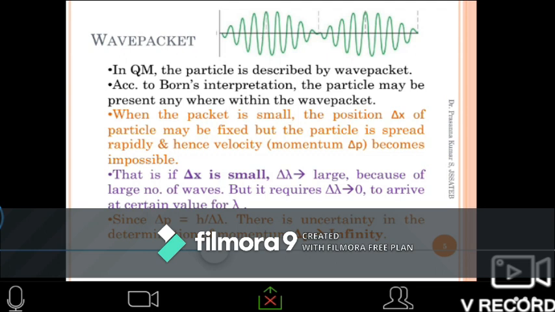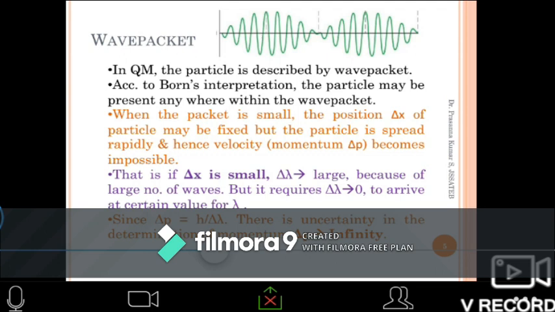But there is a problem in determining its momentum because lambda cannot be easily measured. I mean, it is in the denominator. Therefore, there is more uncertainty in measuring the momentum of the particle. If one of them is certain, the other one will go more uncertain. That's the meaning. If delta x is smaller, you can identify the particle at the center of the wave packet more precisely, but the momentum becomes more uncertain.